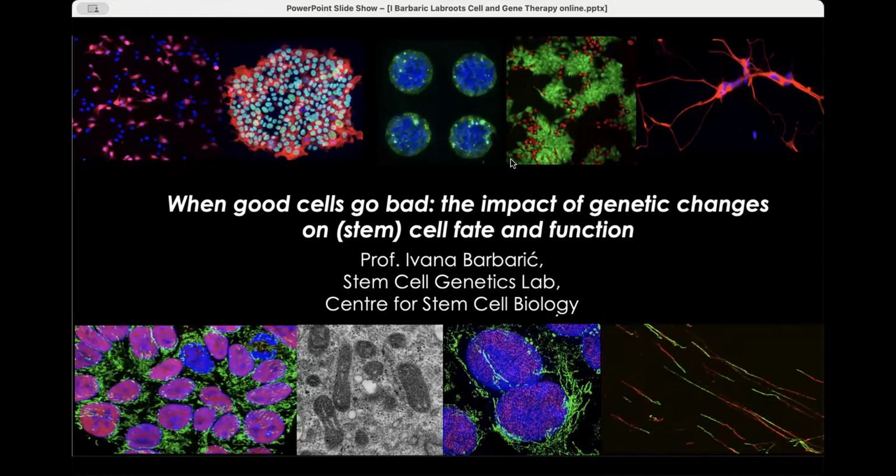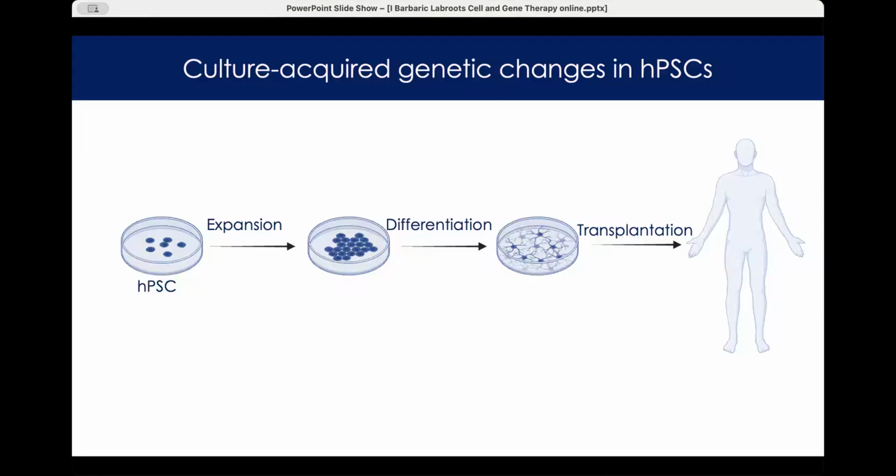So thank you for the invitation to speak today, and I'm delighted to tell you about our work focusing on the genetic changes in human pluripotent stem cells. Why do we focus on the genetic changes? Well, as we all know, human pluripotent stem cells represent an excellent source of differentiated cells, be it for studies of basic biology, disease modeling, or indeed applications in regenerative medicine.